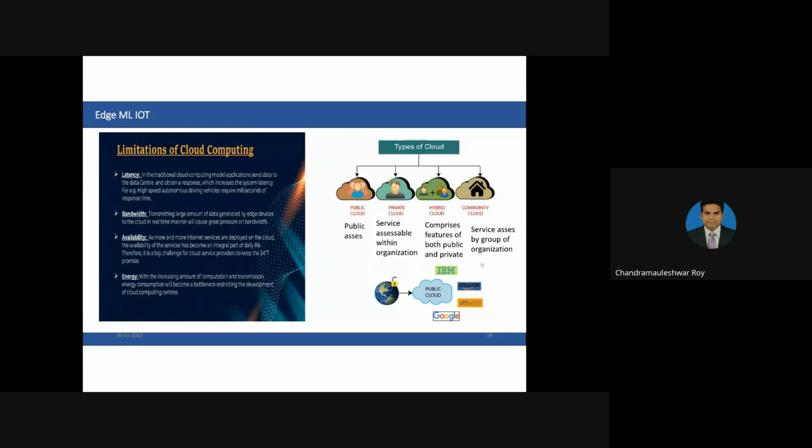Here cloud comes in various types: public cloud, private cloud, hybrid cloud, and community cloud. Based on the application, a different cloud is used. Public cloud can be accessed publicly. Then a private cloud is privately owned, with the service accessed within the organization. So that is a private cloud. Then hybrid cloud, both types, public and private. Then a community cloud, where the service is accessed by a group of organizations. Okay, so these are the types of cloud.